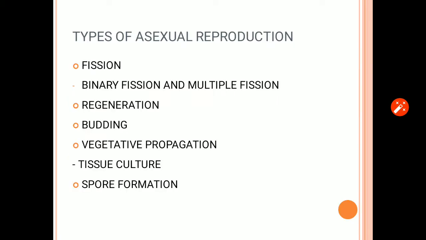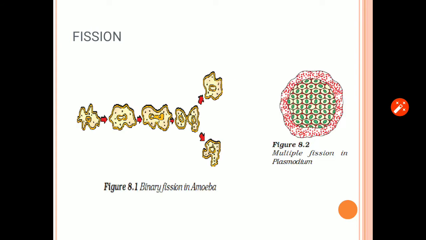Now about the types of asexual reproduction. The main important types are fission, which is of two types: binary fission and multiple fission. Regeneration, budding, vegetative propagation, where tissue culture is included in vegetative propagation, and spore formation. Let's start with the discussion on these important types of asexual reproduction.